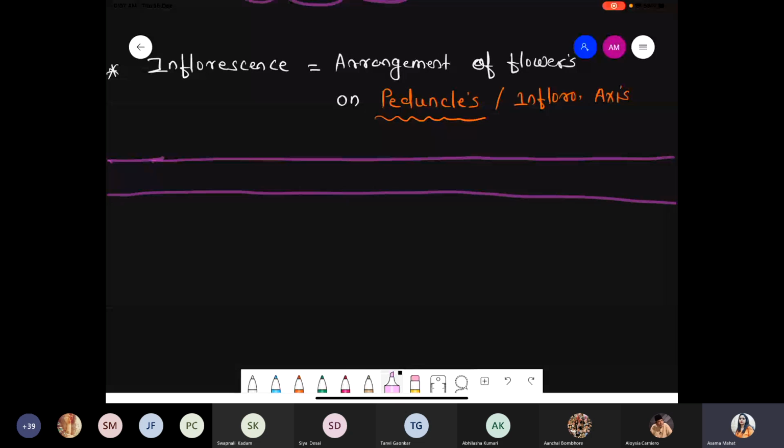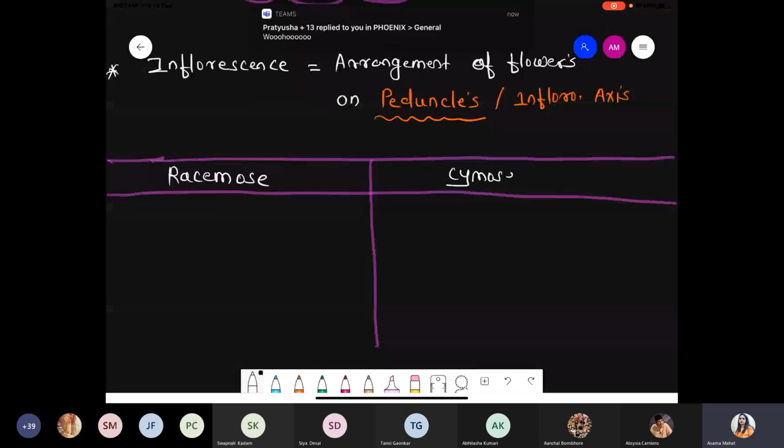So no need to remember types of inflorescence. Last year it was included, but now there's some change. Types of fruit as well as types of inflorescence have been completely removed from the NEET. So we are simply talking about only two basic types, racemose and cymose. Okay.